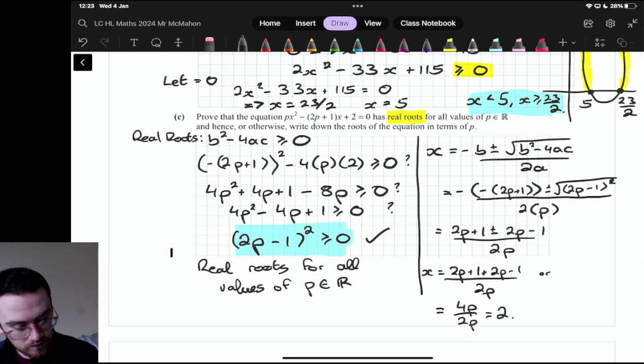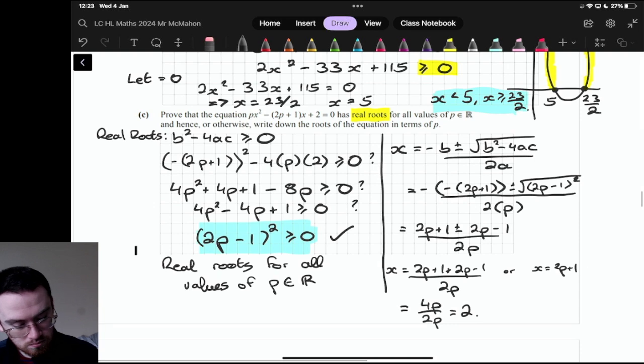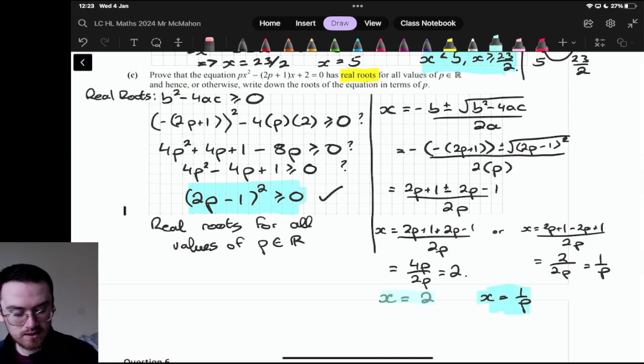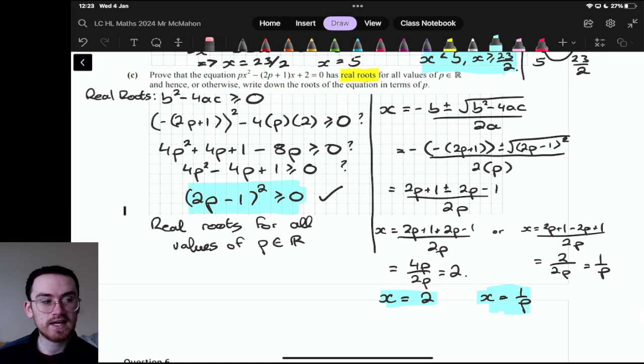Or it's going to be 2p plus 1 minus 2p plus 1 over 2p, which is just 2 over 2p, which is 1 over p. So we have that x is equal to 2 or x is equal to 1 over p. And those are our two answers in terms of p, as we were asked. So we were asked to give our answers in terms of p, and so it's fine that we have one answer being 1 over p.